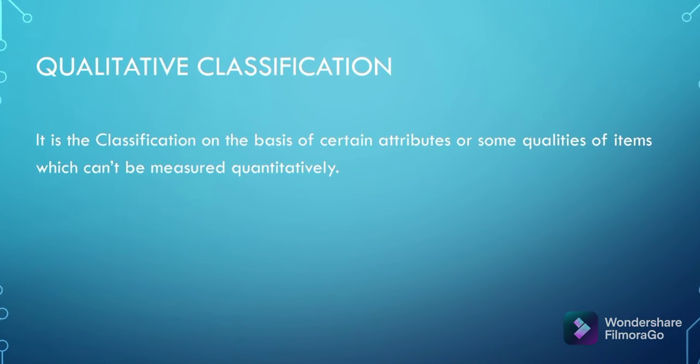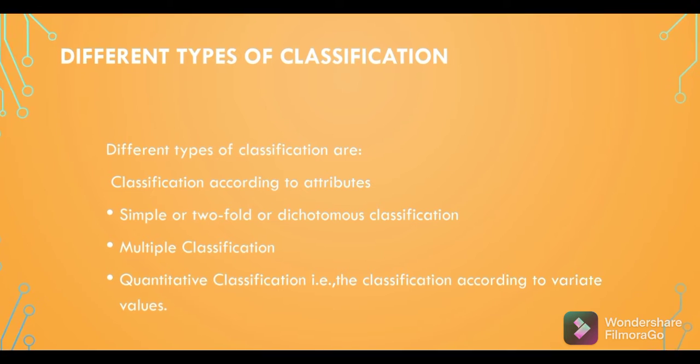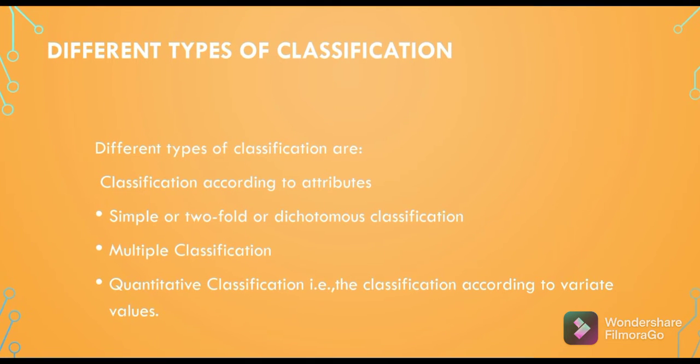What we are going to understand by the concept of qualitative classification is the classification on the basis of certain attributes or some qualities of items which cannot be measured quantitatively. Different types of classifications are classification according to attributes, simple or twofold or dichotomous classification, multiple classification, and quantitative classification, that is the classification according to variate values.